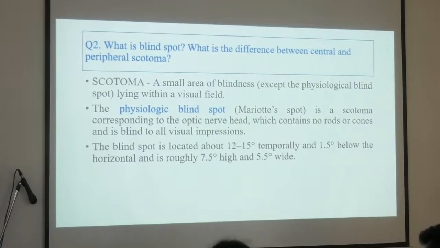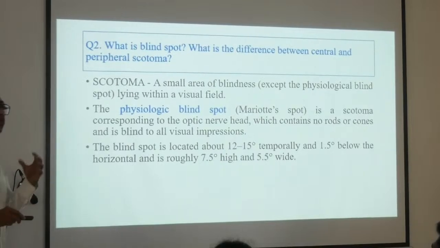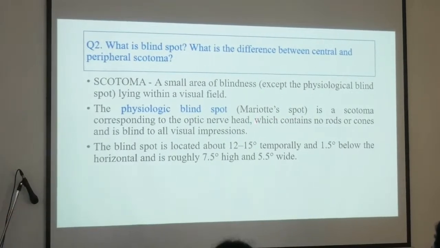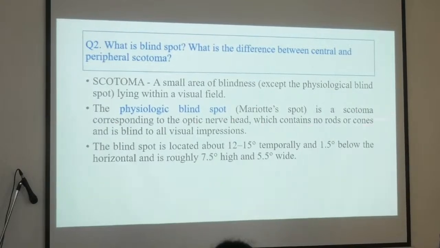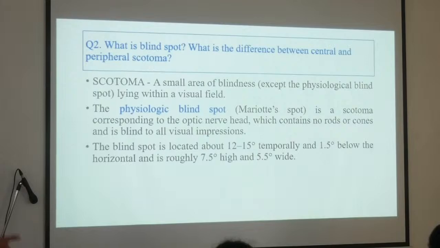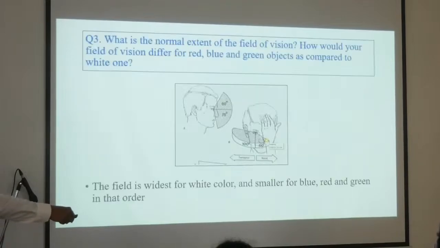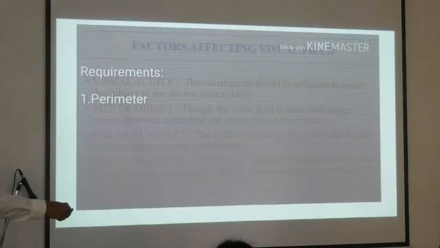It represents the optic nerve head, where there is no rod or cone cell. So the physiological blind spot is a scotoma corresponding to the optic nerve head, which contains no rods and cones and is blind to all visual impressions. So during your field of vision testing, you may also need to check the blind spot.